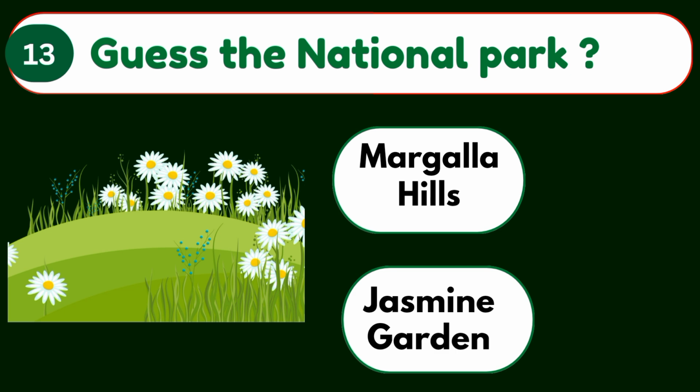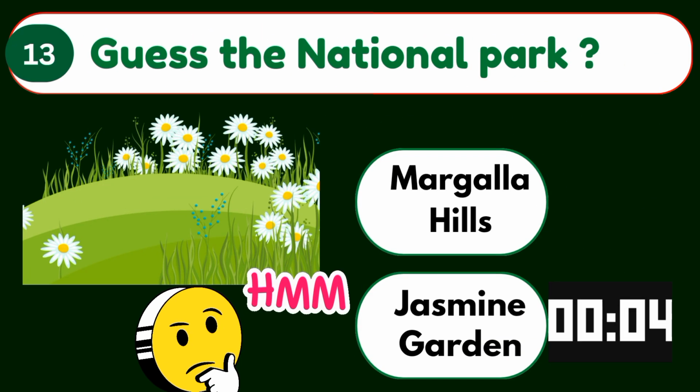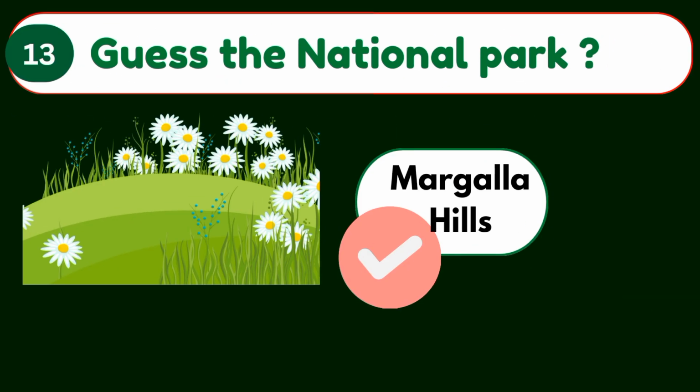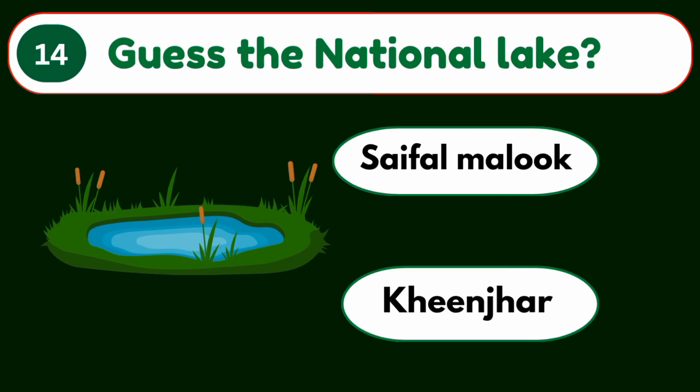Guess the national park: Margalla Hills or Jasmine Garden. Don't worry, I will tell you. The answer is Margalla Hills. It's located in Islamabad. Guess the national lake: Saiful Muluk or Kinjhar Lake.